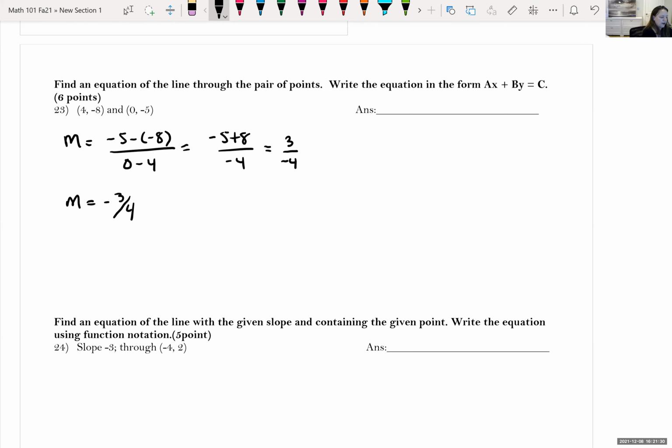So now choose a point. Well, we're given actually what the y-intercept is, which is nice. We're given the y-intercept is (0, -5). So I know in the form y equals mx plus b, which is not the form it wants us to put it in, but we can start there. This is y equals -3/4 x plus, well, actually -5.